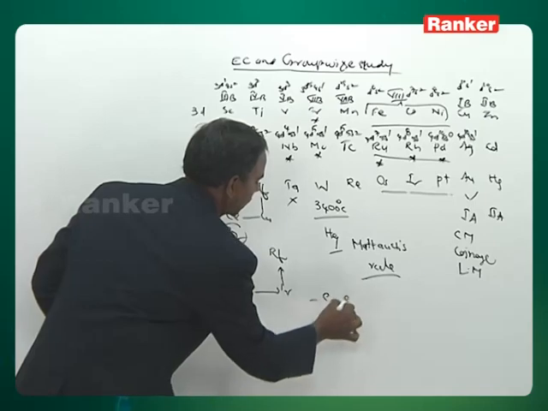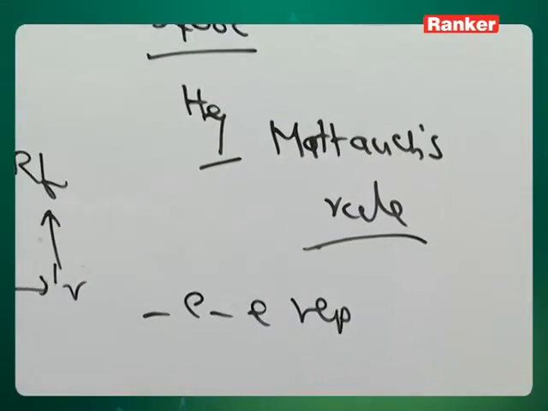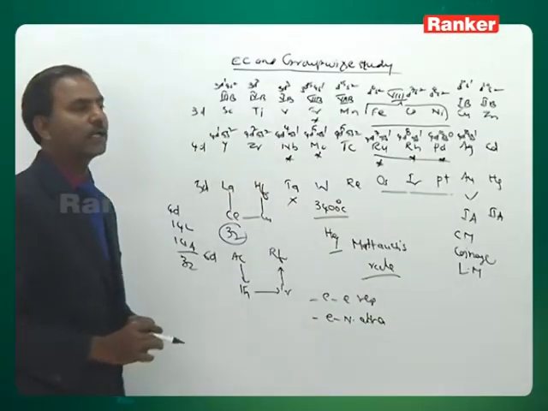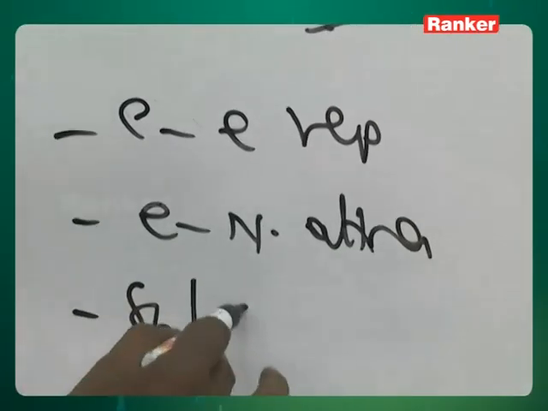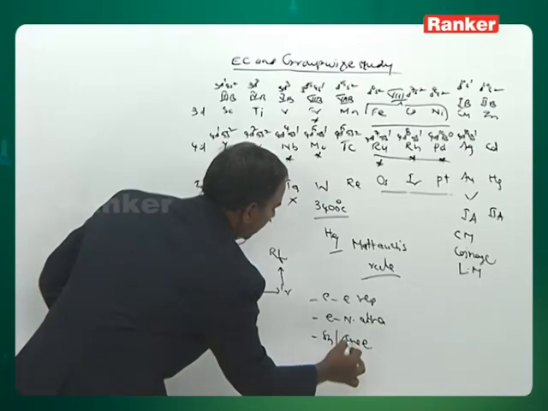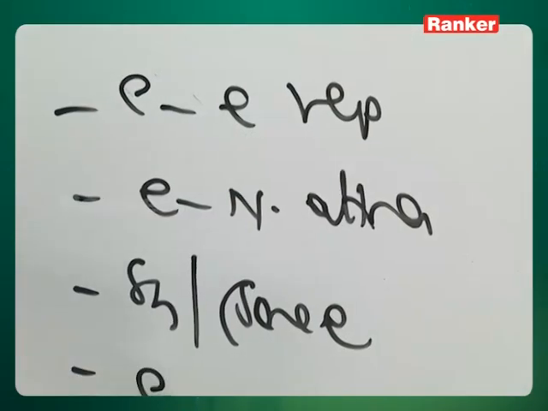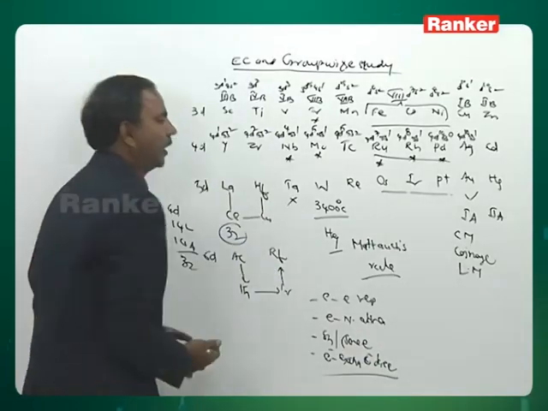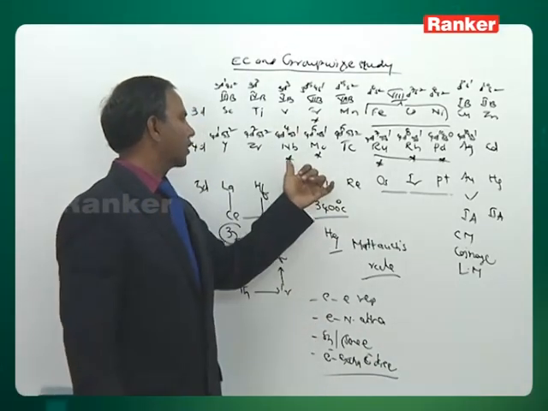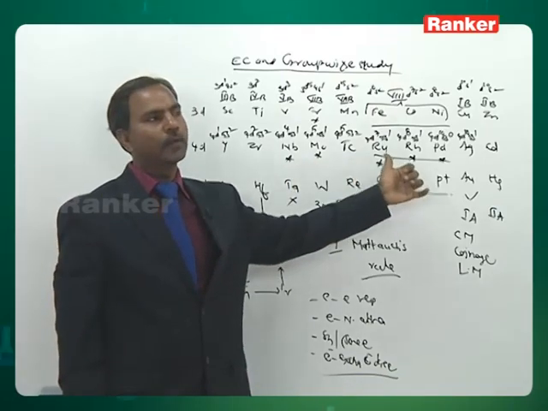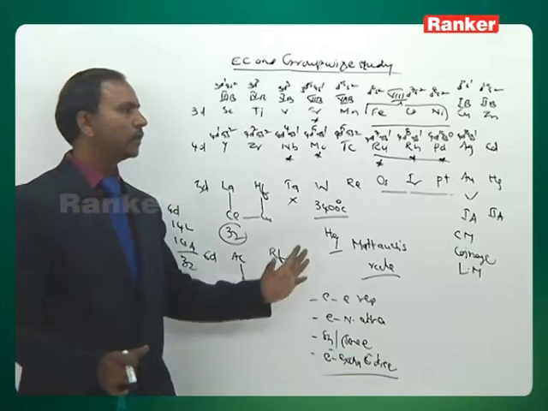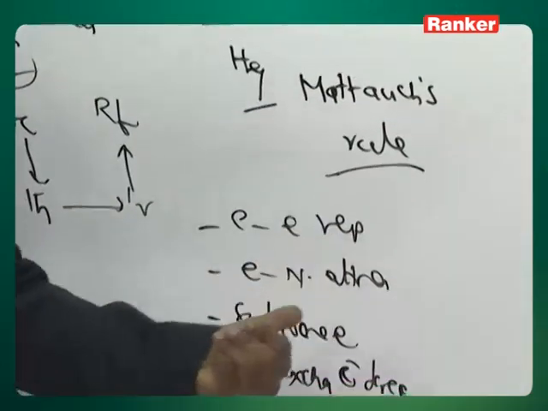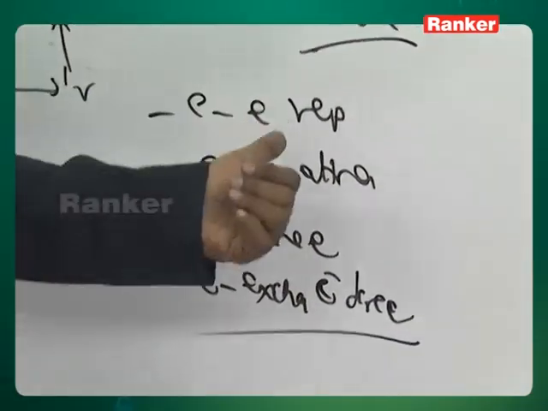It is due to what? Electron-electron repulsions, or it may be due to electron-nucleus attractions. It may be due to shielding effect or screening effect, or it may be due to electron exchange energy force. So, the abnormal electronic configurations of niobium, ruthenium, rhodium, palladium can be explained based on the following factors. First is what? Electron-electron repulsions, electron-nucleus attractions, and shielding or screening effect, or electron exchange energy forces.